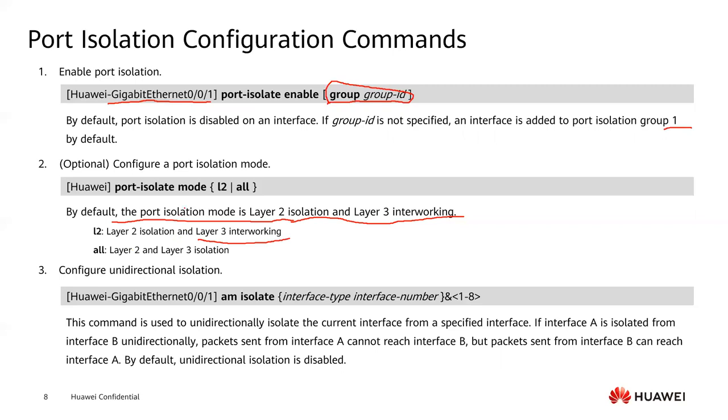If you want to deploy layer two and layer three port isolation, you can use all these parameters to specify it. And this command configures unidirectional isolation. You can use this command, but I think you just need to know this command exists. Nobody uses it.